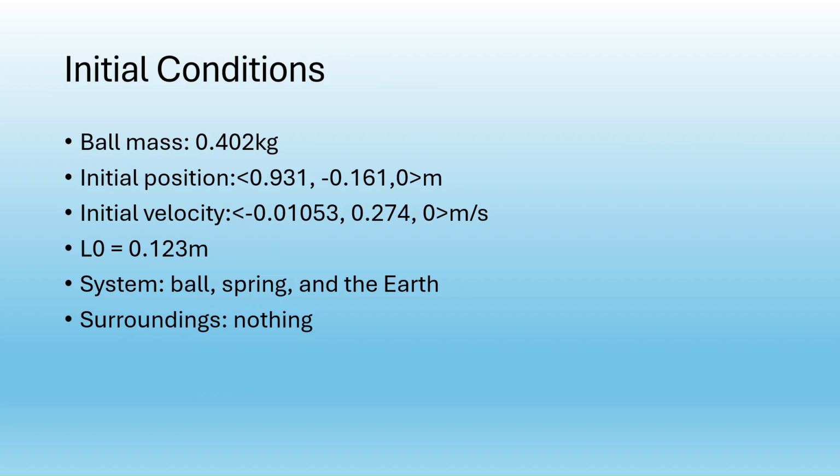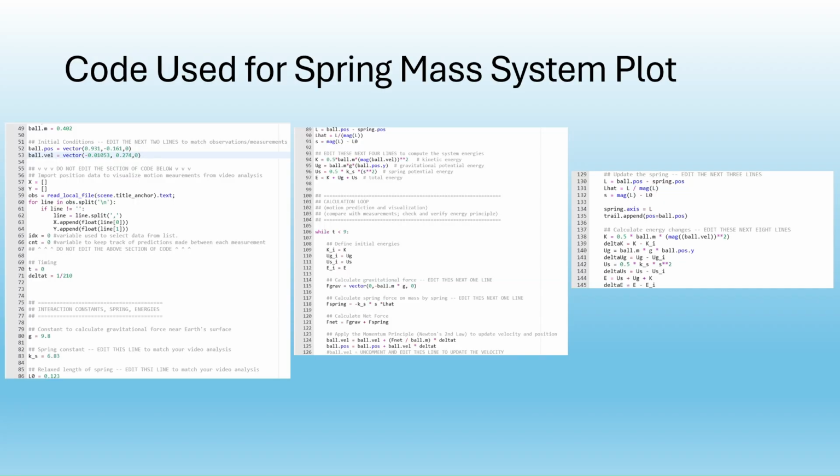Here are my initial conditions. You can see the mass of the ball, the initial position of the ball, and the initial velocity. You can see the relaxed length of the spring, and the system, which included the ball, spring, and the Earth, and the surroundings, which included nothing because we're working with a multi-particle system.